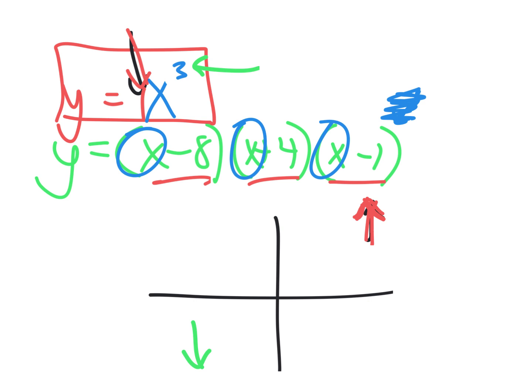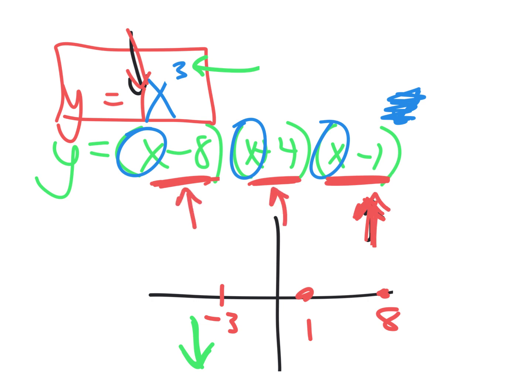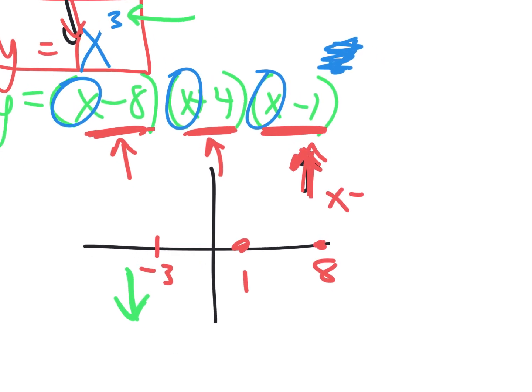Okay, good. So since it's odd, it's going down. All right. Now I know it's going to touch here at 1 and -3 and 8. If you don't know how I got those numbers, it was what made this part 0, what made this part 0, and what made this part 0. I could write a little tiny equation, x minus 1 equals 0, and x plus 4 right from here equals 0, and x minus 8 equals 0.